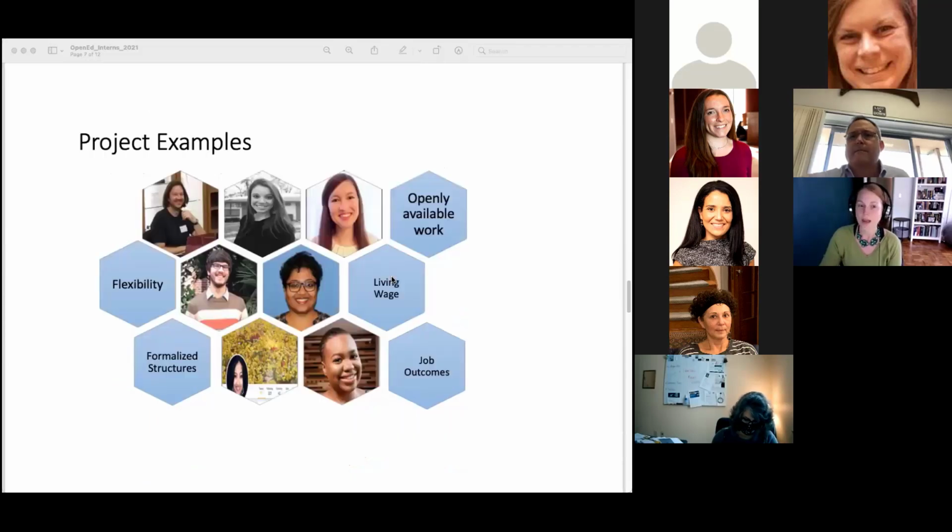So then again, to go over some of the project examples, we're looking at flexibility with formalized structures, making sure that they're paid a living wage, and also including openly available work and job outcomes. With the program supporting open pedagogical design, the examples all vary really widely in the theme and the process for this specific work, while all are supported by the framework. Some of the photos here are some of the interns who've gone through the program.